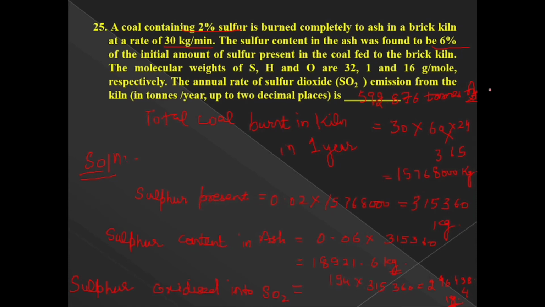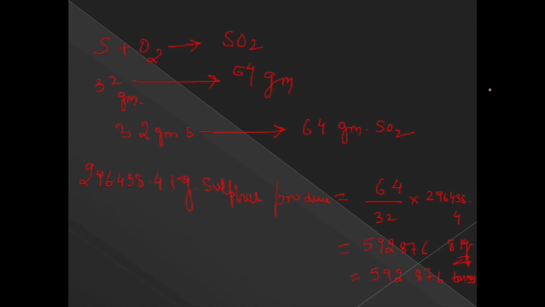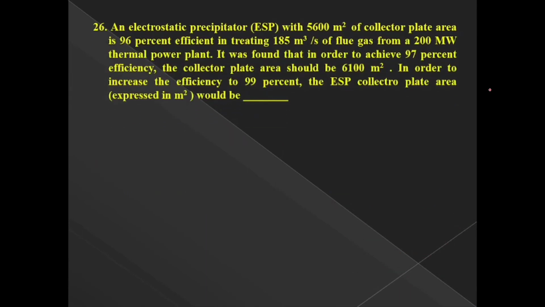So our next question is, an electrostatic precipitator (ESP) with 5600 meter square of collector plate area is 96% efficient. Here also we have to apply the same formula, as per the disinfection law, that is Chick's law. Here also we have to calculate according to that.